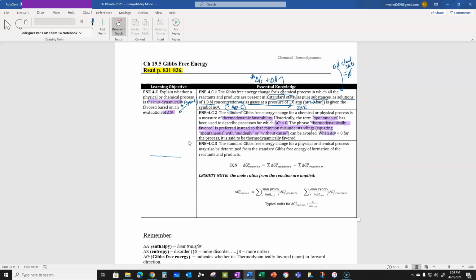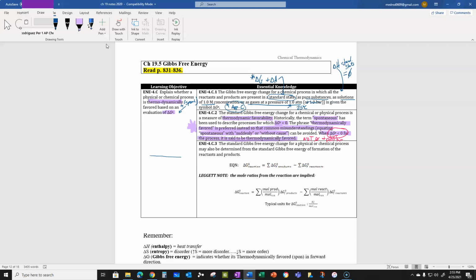So we want to make sure that delta G, and I think I just said in my head delta S, but delta G we want less than 0, and that is the only way something will be thermodynamically favored. That's it. Has to be negative. And I'm even going to say here not 0 and not positive.